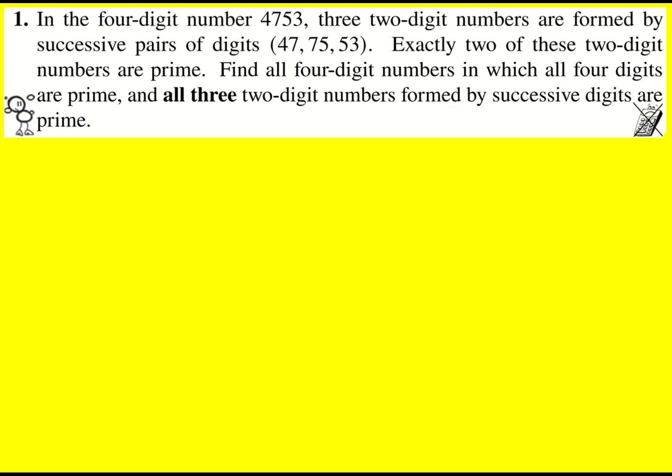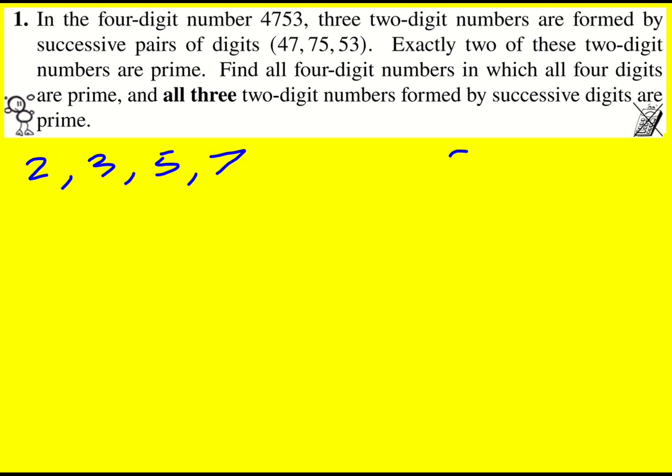So we require that every digit in the four-digit number is prime, which means that we're going to have to use 2, 3, 5, and 7. At this point, I think it's also worth writing down the two-digit primes that contain these numbers.